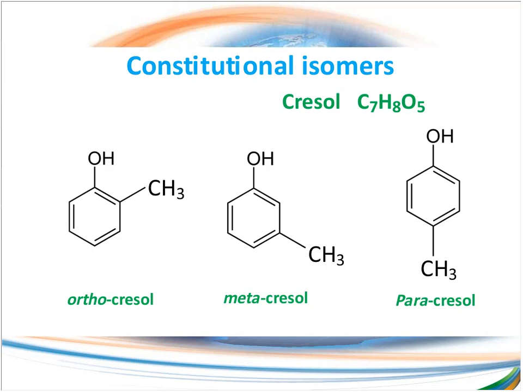Then the CH3 can move to the next carbon, and then it is in a position distant from the hydroxyl OH group by 2 carbons, that's called meta. And then in the third chemical, where the CH3 is opposite to the OH, that is called the para position.